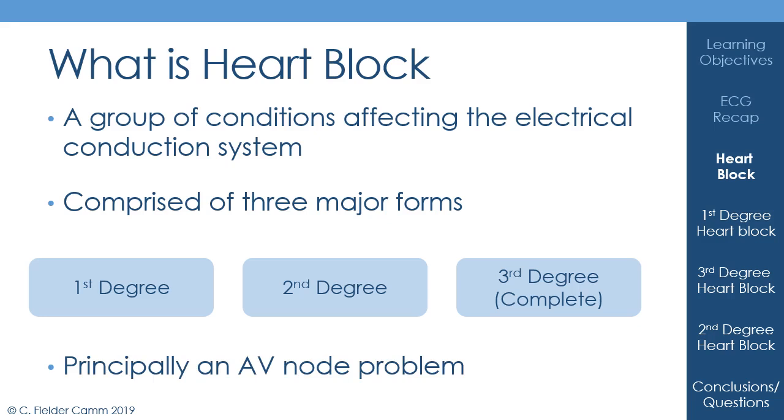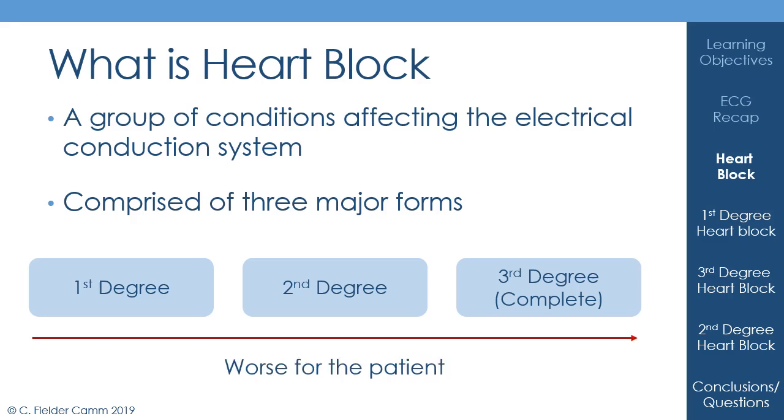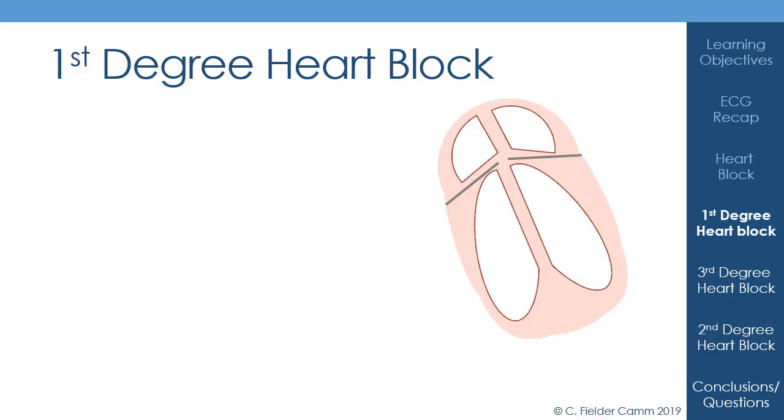This is principally a problem with either the AV node or the bit just beneath the AV node, the proximal His bundle. And as I said, as we go from first to second to third degree, it gets steadily worse for the patient. And they may need a pacemaker. Normally with first degree heart block, actually, you don't really need anything. But by the time you get to complete heart block, you certainly need a pacemaker. So let's talk about first degree heart block.